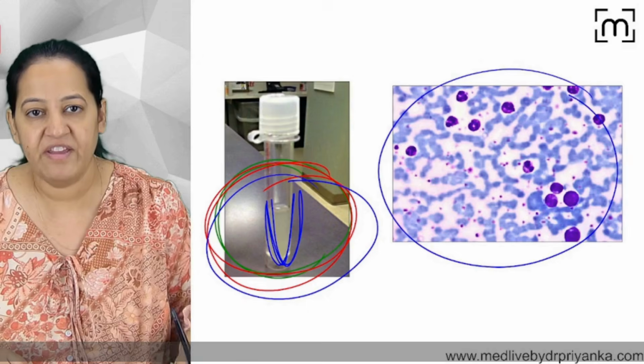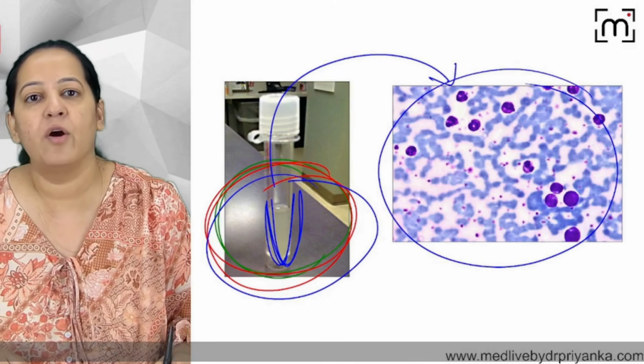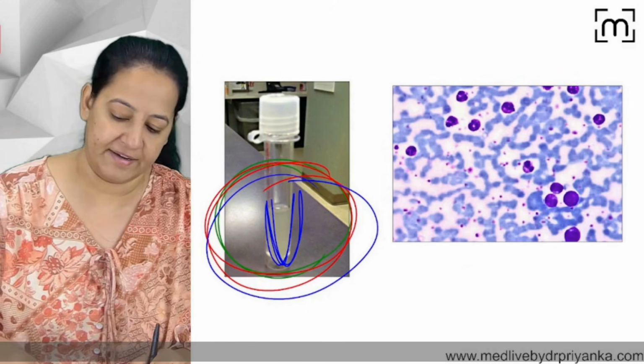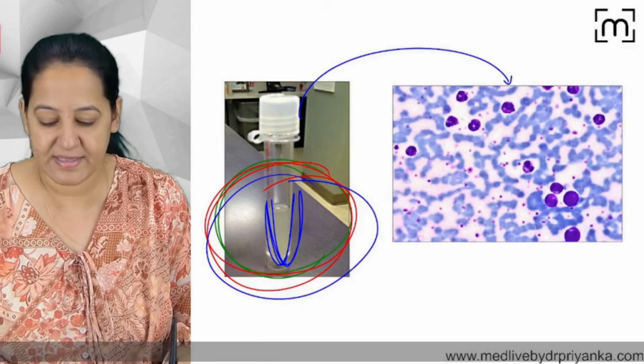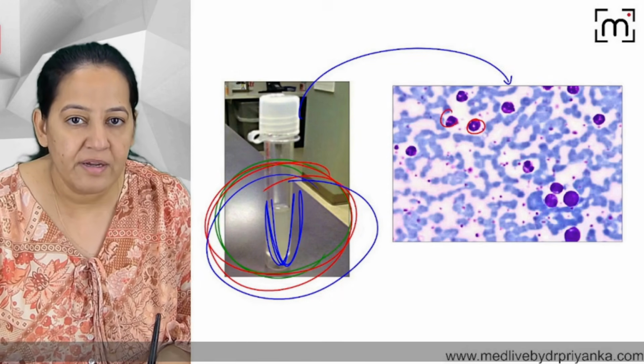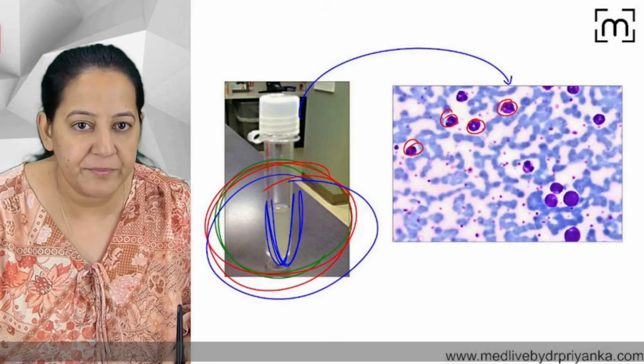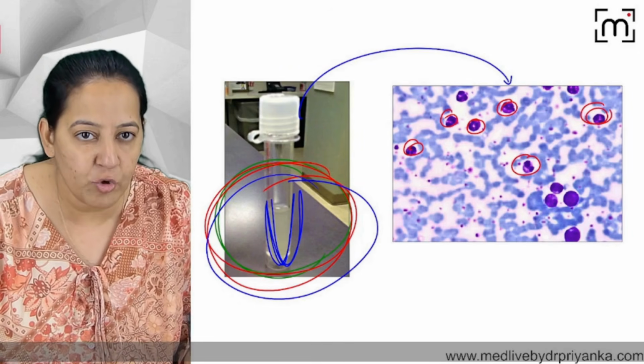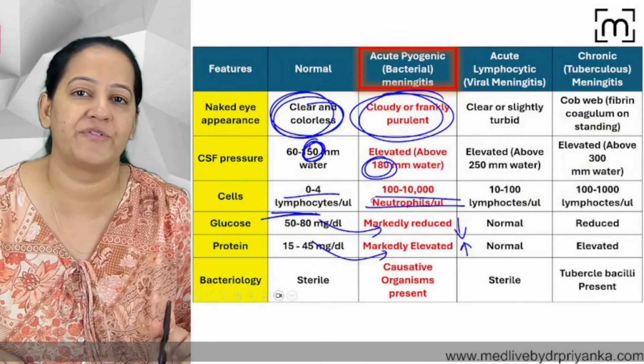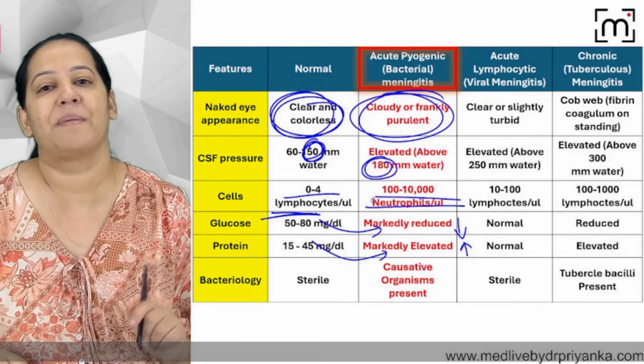Okay, you can see we are making a smear. On the Neubauer's chamber, we are taking the CSF. And which cells can we see? You can see all the cells are neutrophils. Appreciate they all are multilobed. This is acute pyogenic meningitis.